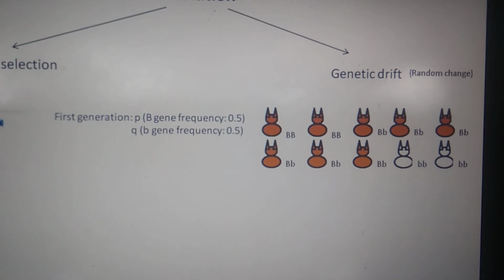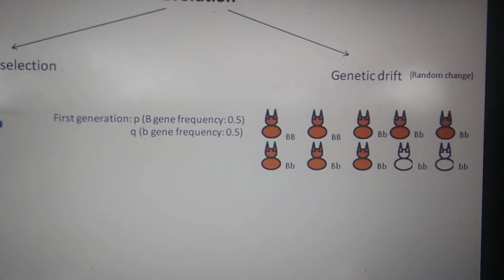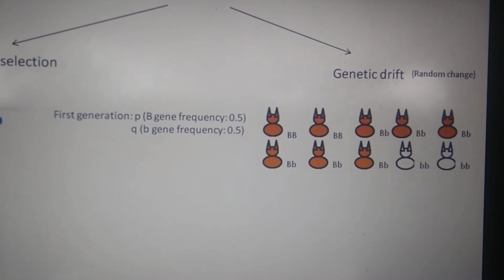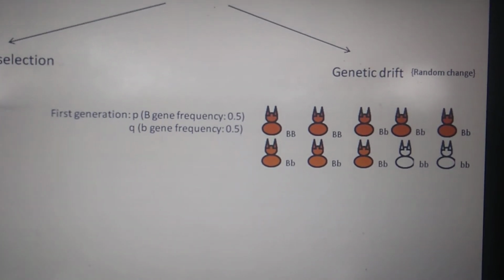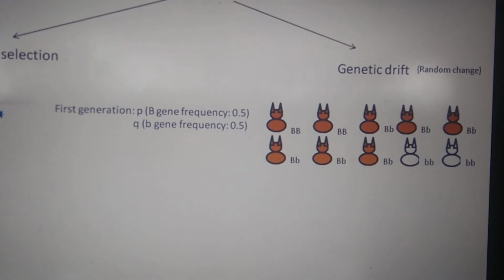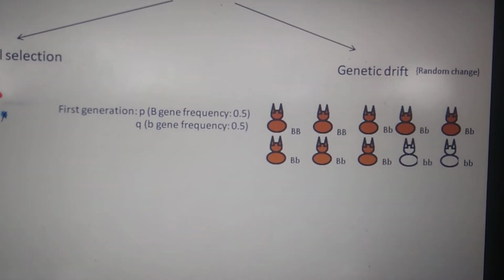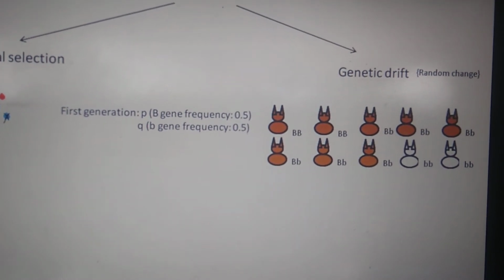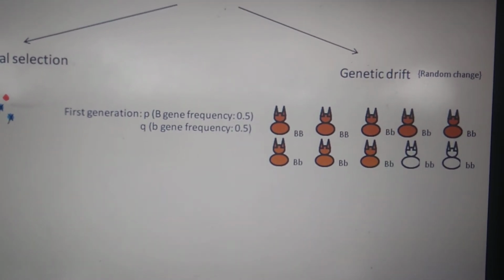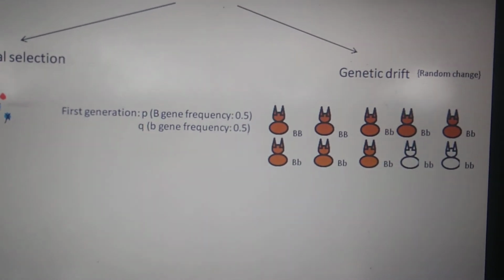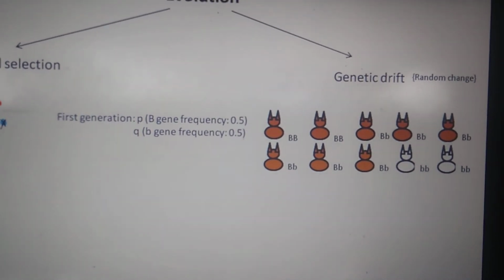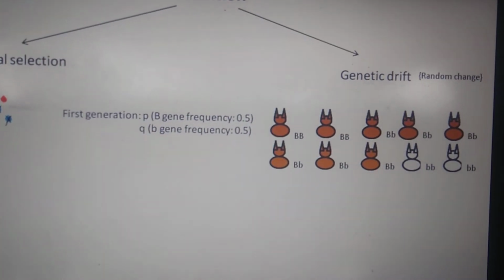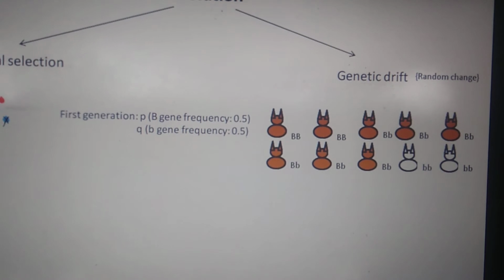Now, both alleles are equally advantageous for the rabbit, like capital B or small b. None of them confers any specific advantage to the rabbit. So there is no chance that any one of them can be naturally selected, or selected by nature, for survival. So here in this case, no natural selection is functioning.